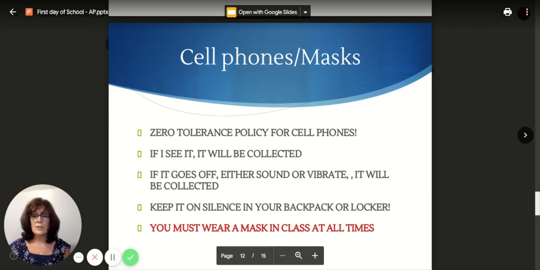Cell phones, same as school policy at home. Do not use a phone when you're at home. When you're on Zoom, it's the same thing as being in class. It's distracting, and it's very important they follow that.